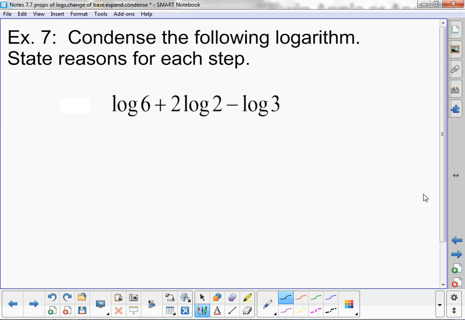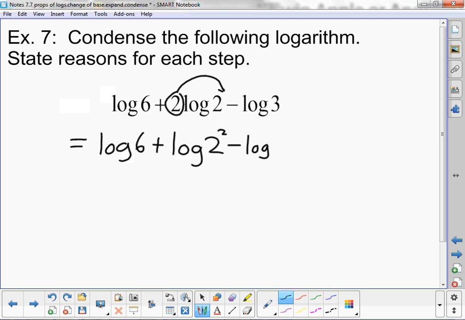So the first thing we want to take care of, since we are condensing instead of expanding, is your powers. Keep in mind that we did the powers last time. Now that we're going backwards, we're going to do it first. So there's going to be log of 6 plus, now this 2 right here is going to go right back up in the exponent. So this is going to be kind of shrinking down. We've got 3 different logarithms, and we're going to try to make it into one logarithm. So 2 squared minus log of 3.